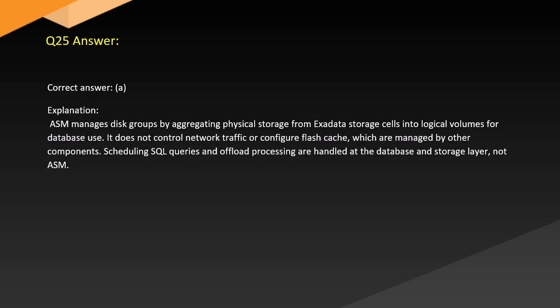Answer. Correct answer, A. Explanation. ASM manages disk groups by aggregating physical storage from Exadata storage cells into logical volumes for database use. It does not control network traffic or configure flash cache, which are managed by other components. Scheduling SQL queries and offload processing are handled at the database and storage layer, not ASM.